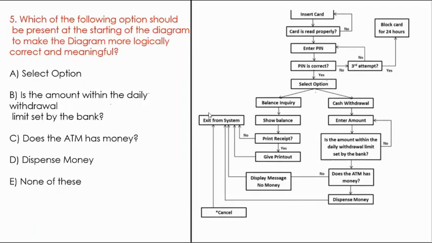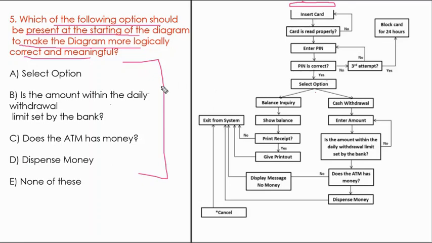So now let us go to the fifth last question. Which of the following options should be present at the starting of the diagram to make the diagram more logically correct and meaningful? So the question asks, if you place one more block here, which of the following options can be placed here? Let us see one by one. The options are: select option, is the amount within the daily withdrawal limit set by the bank, does the ATM have money, dispense money, and none of these.